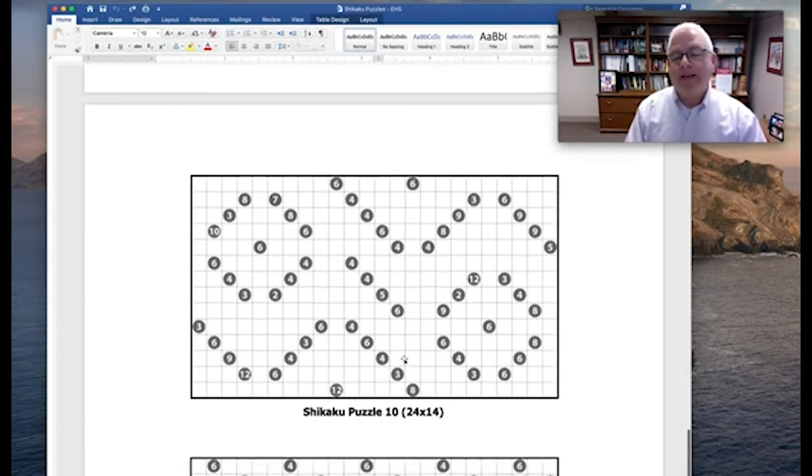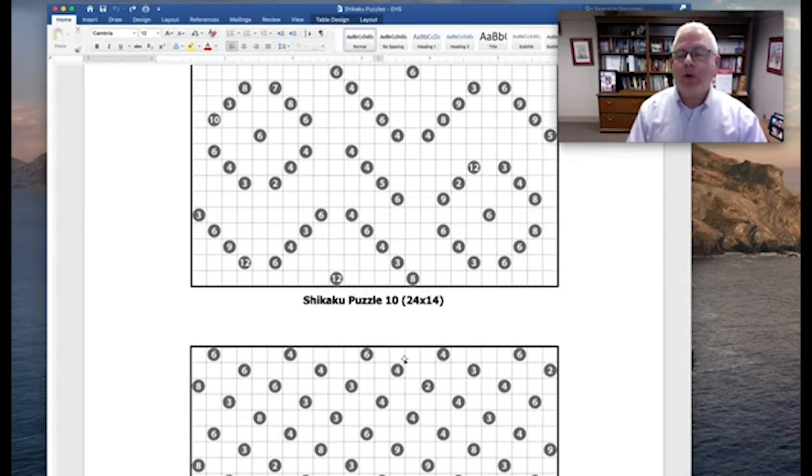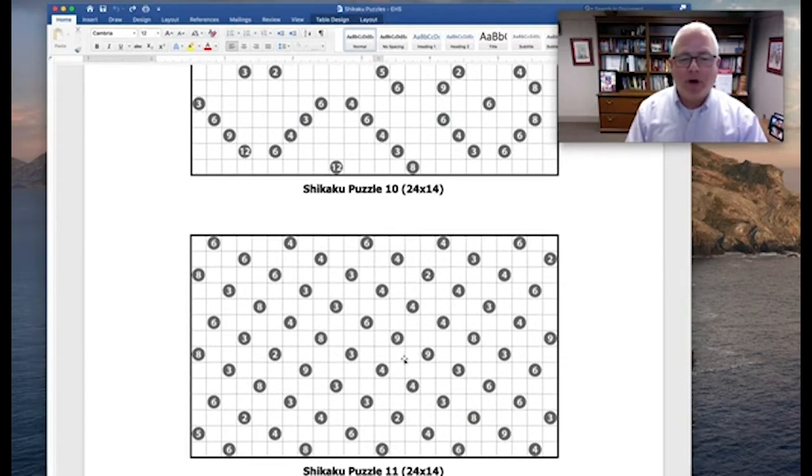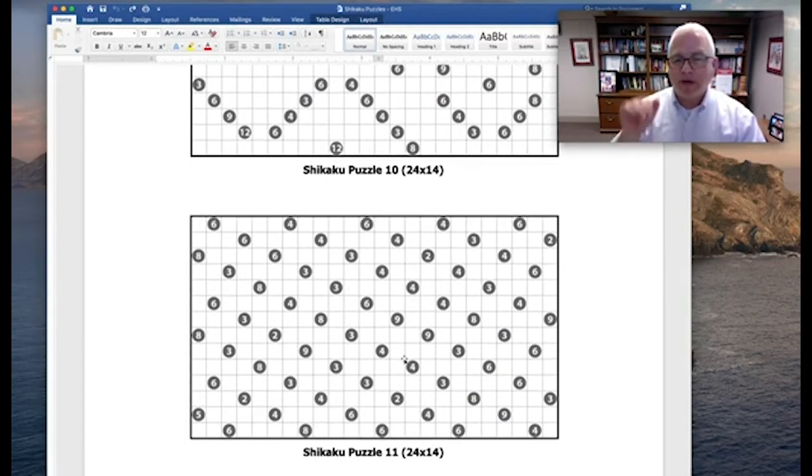And then finally on the last page, you'll see two 24 by 14 puzzles. And one of my favorites is this last one, puzzle number 11. It's got a great arrangement of starting squares, and it's really, really challenging to find where you can even start with this puzzle. I'll give you a hint, it's on the right-hand side of the puzzle.